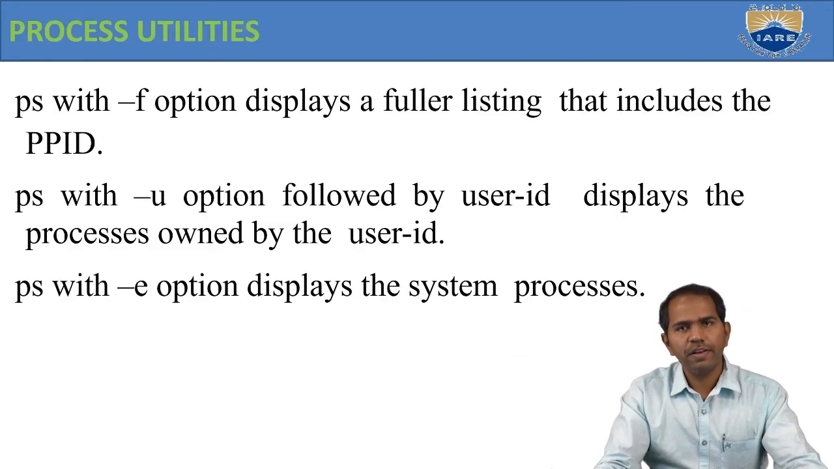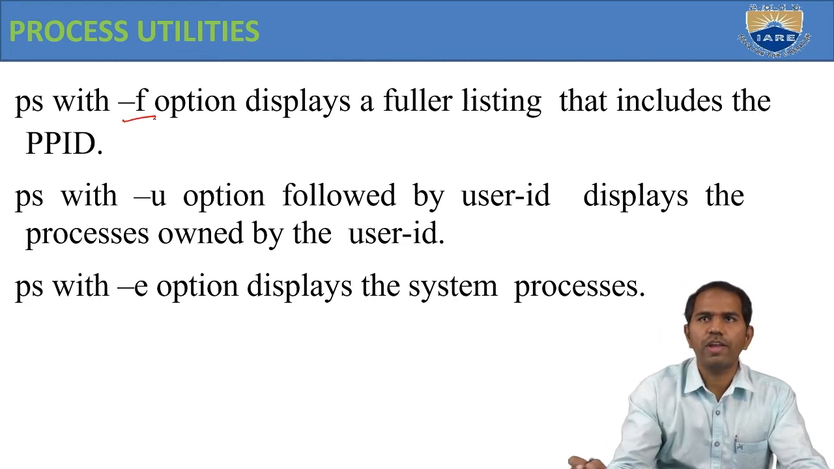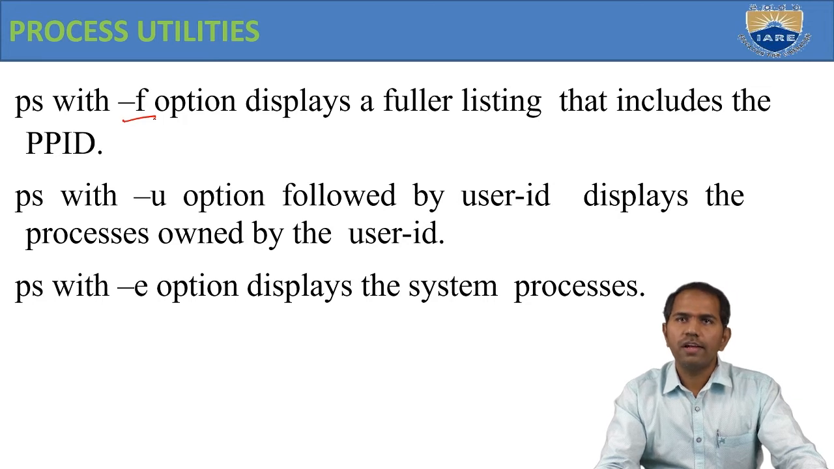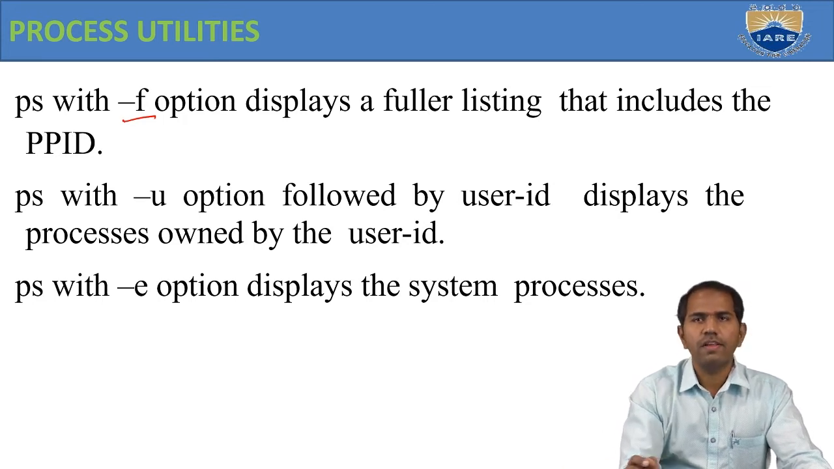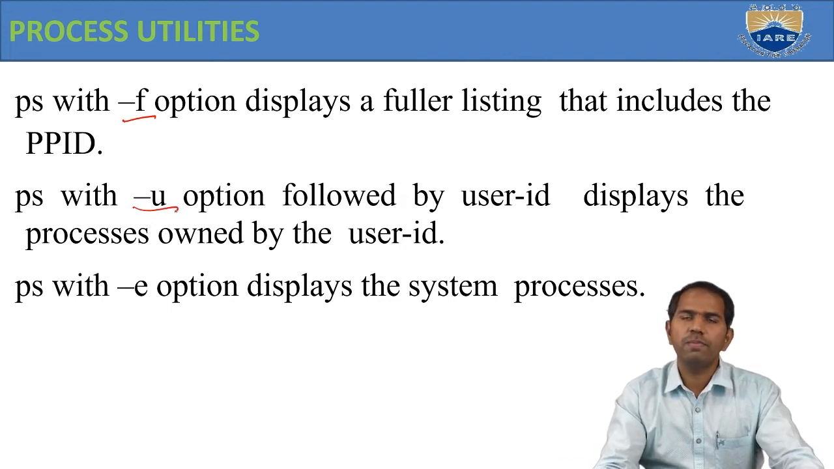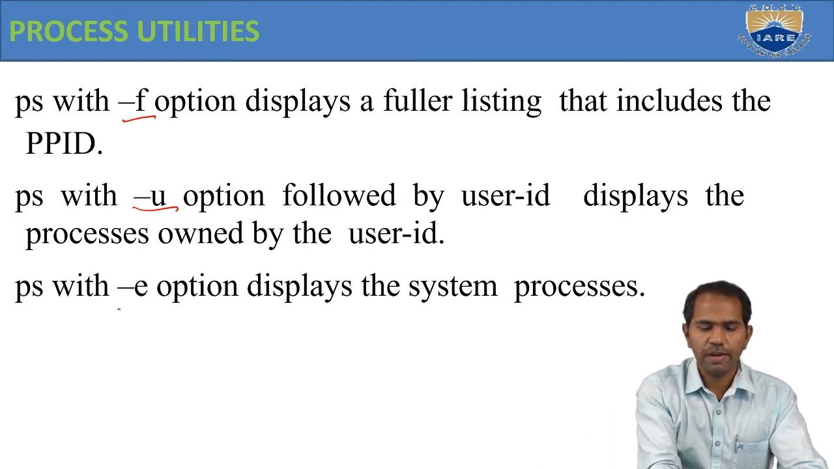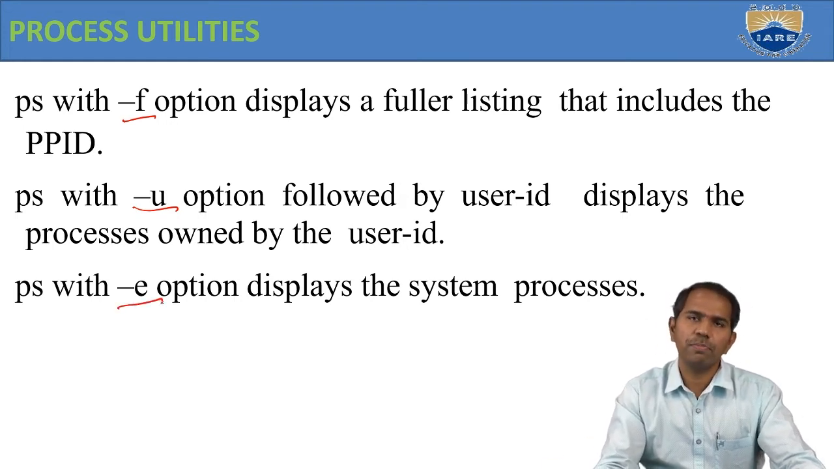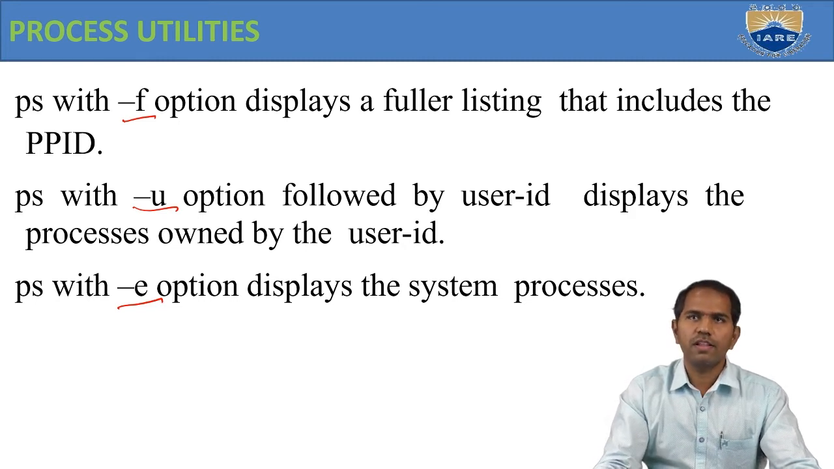In PS with options, the minus f option displays a full listing that includes the PPID, the parent process IDs. The minus u option displays the user ID, the processes owned by the user. And the minus e option displays the system processes. What system processes are presently running here? So these are the three options.